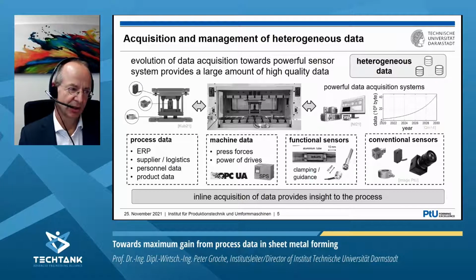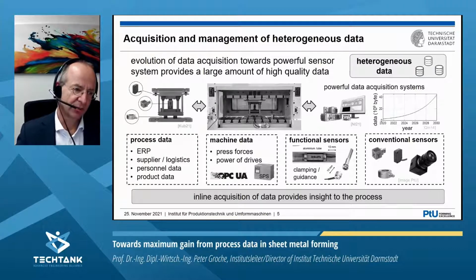Well, data which we can see in our press shops are coming from process data systems, ERP, but also from outside our companies, for example, from suppliers or logistics, from personal data or product data. Additionally, we have data from our plant, coming from the machine itself, for example, the press forces or the power of our drives. We also can include additional sensors, either functional sensors, which are especially connected to machine elements, for example, shafts or screws. And we can use, of course, a variety of different conventional sensors.